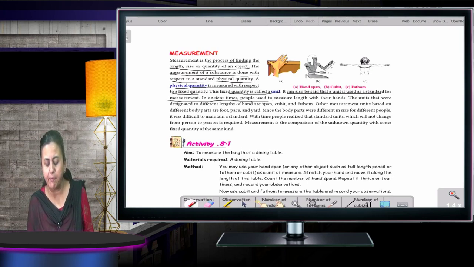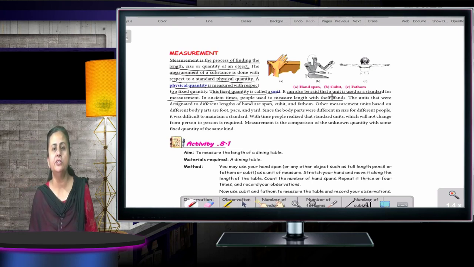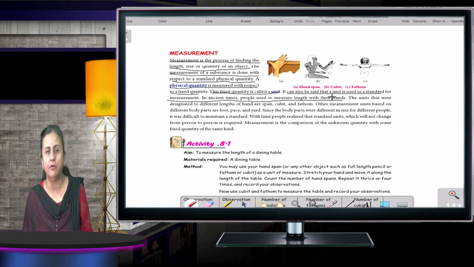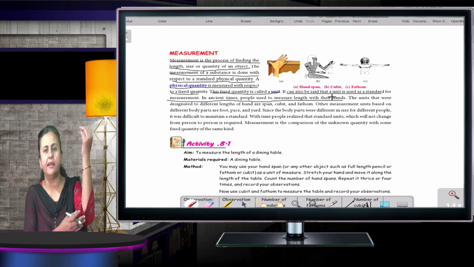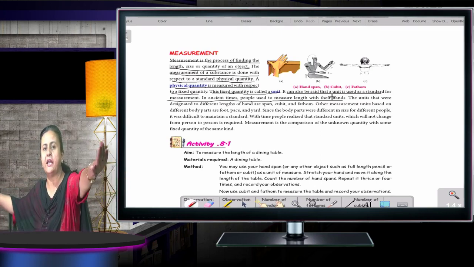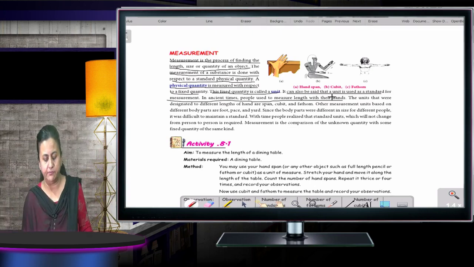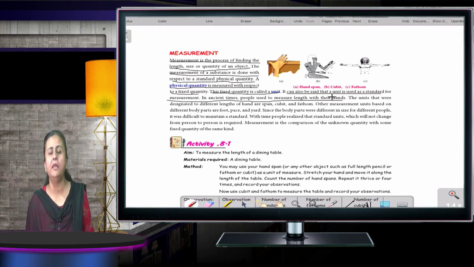In ancient times, people used to measure length with their hands. See children, earlier when we were not so advanced, different means of measurement were there. We were using hand span. This was a hand span, this was a cubit, and like this, from this hand to this hand, it was a fathom. But this was not acceptable because every person had different length and size. My hand span is this much. If I ask some other child, maybe the hand span differs. That made it very difficult.